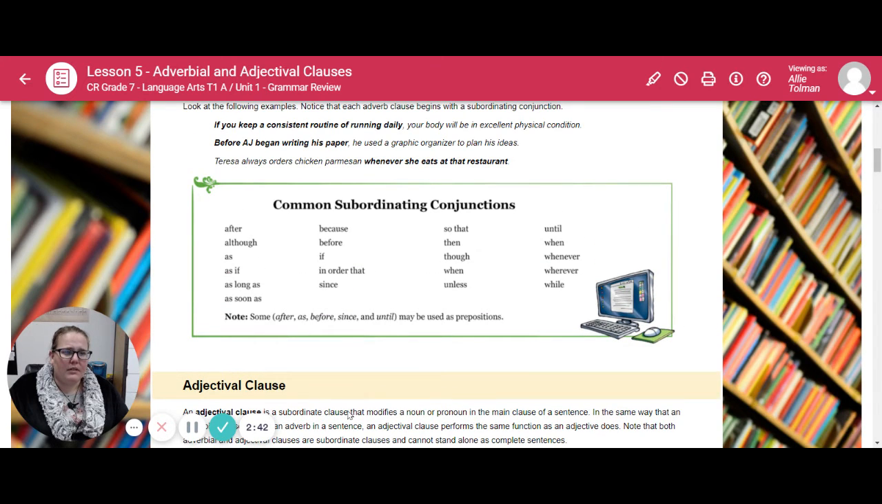So here are some common subordinating conjunctions. After, although, as if, as long as, as soon as, because, before, if, in order that, since, so that, than, though, unless, until, when, whenever, wherever, and while. Note, some, after, as, before, since, and until, may be used as prepositions.